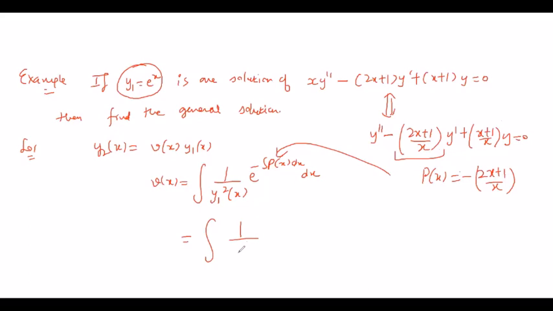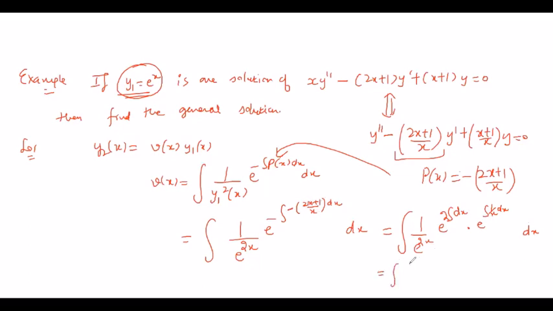What is y1 square? e raised to power 2x. And this is e raised to power minus integral p(x), which is again minus (2x plus 1) by x, dx. Overall it is dx because there is an integration to be done. So minus minus becomes plus, and from here you will get e raised to power integral 2 dx, because x by x is going to be cancelled, and another is e raised to power integral 1 by x dx. There will be two terms, right? So one will be 2, other will be 1 by x.